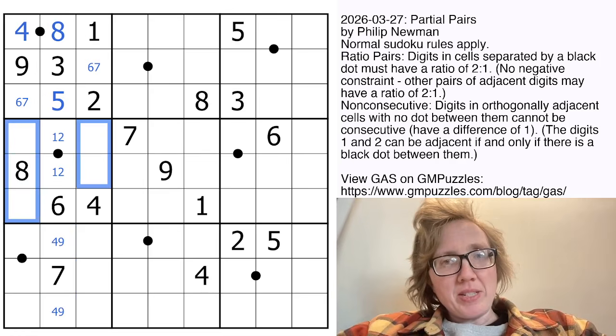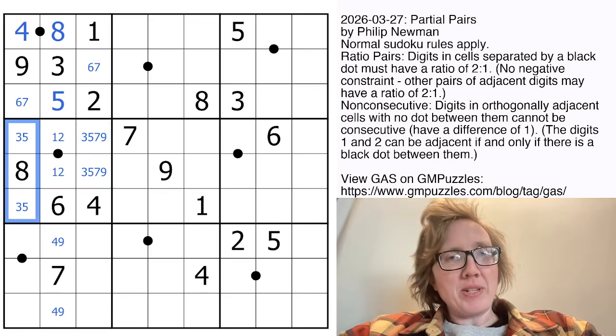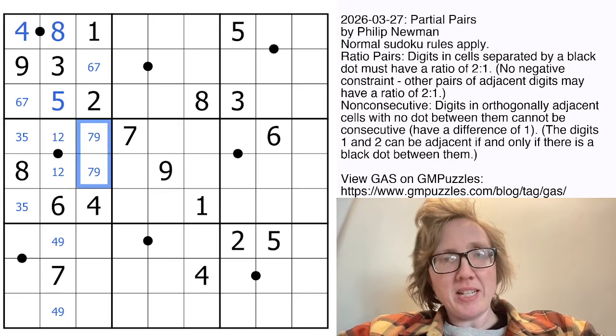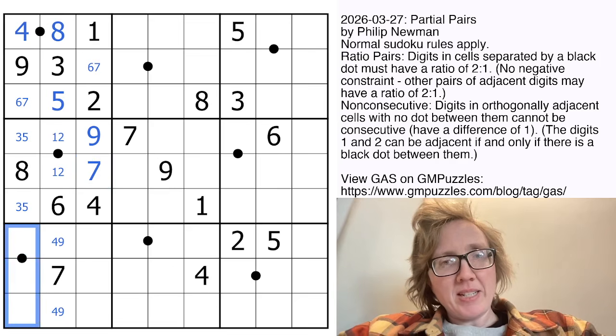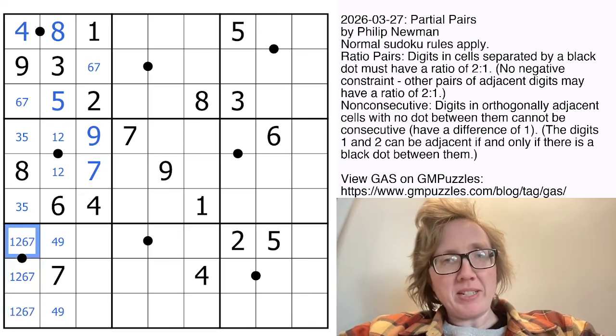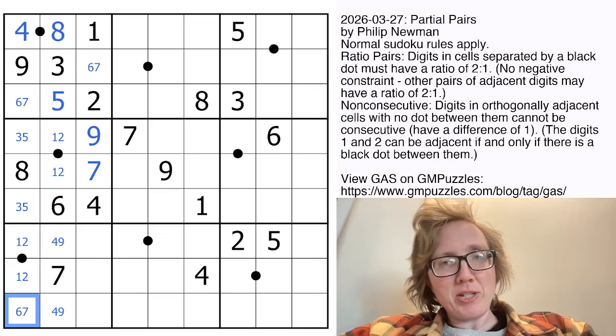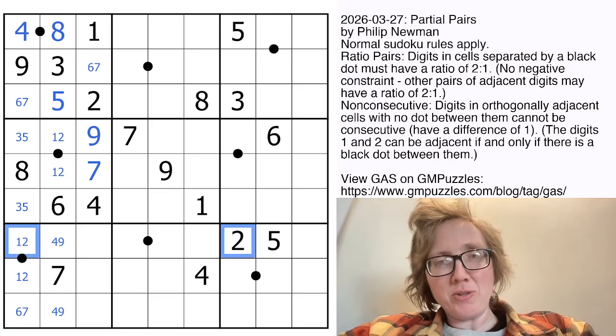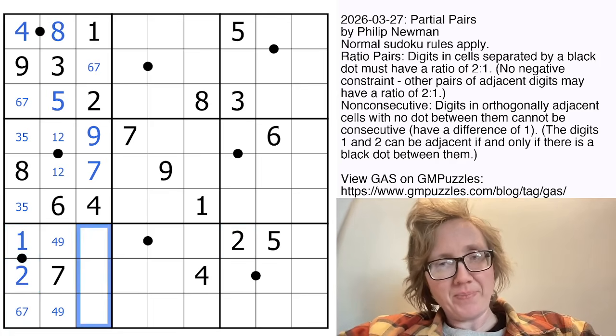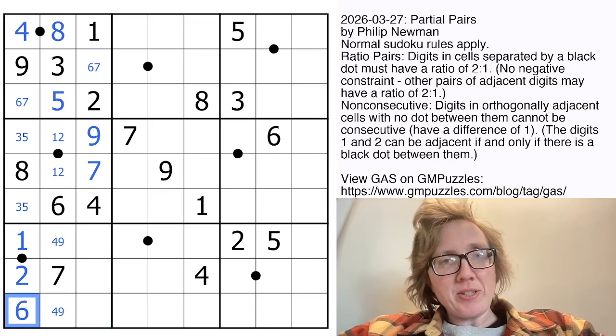In this region, we still need 3, 5, 7, and 9. We can't have a 7 or a 9 here because it's adjacent to 8, and those would be consecutive with the 8. So that has to be our 7 and 9, which will go there and there. So now in this column, we still need a 1, a 2, a 6, and a 7, and the only pair there that is in a 1 to 2 ratio is the 1 and 2, so those are going to go into those two cells separated by a dot, and because we have a 2 in row 7, we're going to make that a 1. There's a 7 in the region, so that's a 6, and that is our 7.